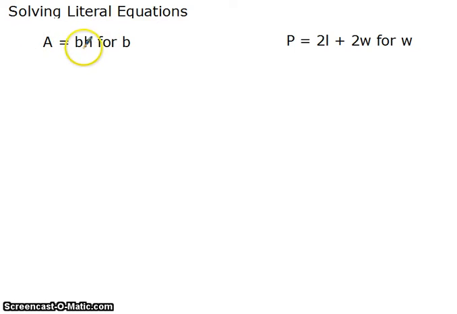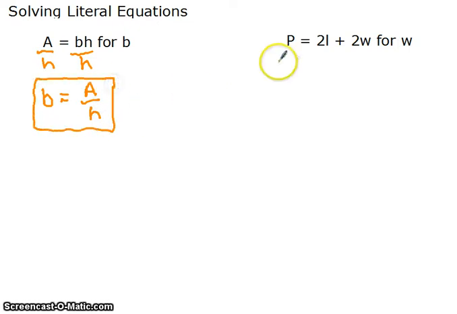So this one's a pretty simple one because all that's happening here is B is being multiplied by H, so we need to divide by H on both sides, and that gives us B equals A over H. And that's all they're looking for you to do on these. Okay, let's try this one over here.